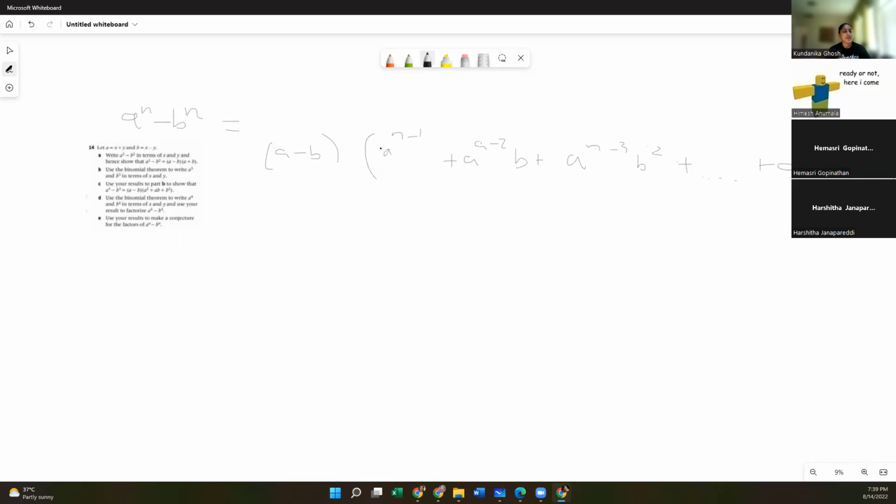Now, what we can also see a pattern of is that you're always going to have A to the power of n minus 1. So over here, you have A to the power of 2 minus 1, which is just 1, plus, and then you're going to keep going. So A to the power of n minus 1, plus A to the power of n minus 2 times B to the power of 1, plus A to the power of n minus 3 times B to the power of 2, plus, and then you keep going until you reach A to the power of 1 times B to the power of n minus 2, plus B to the power of n minus 1. Does everyone see that pattern?